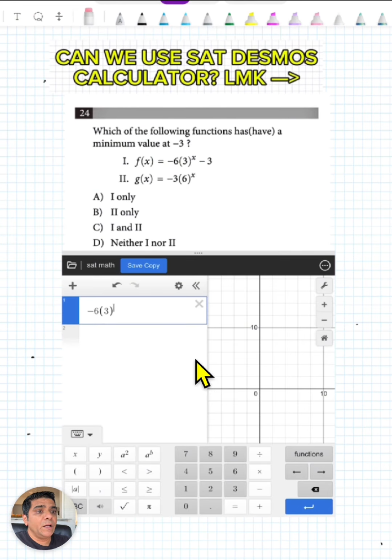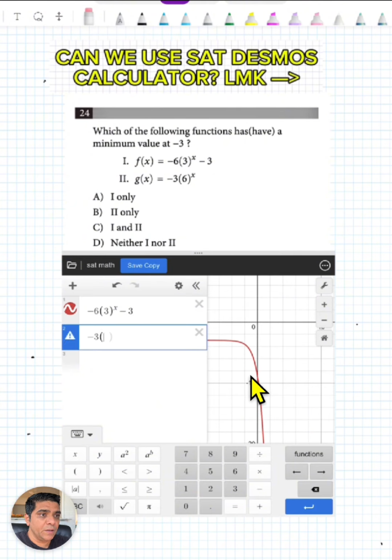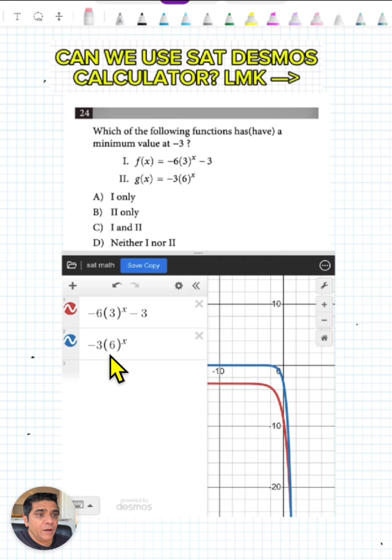I'm going to go ahead and put in my first function. You see the first function is right here. And then I'm going to input my second function, which is right here. This one right here is my second function.